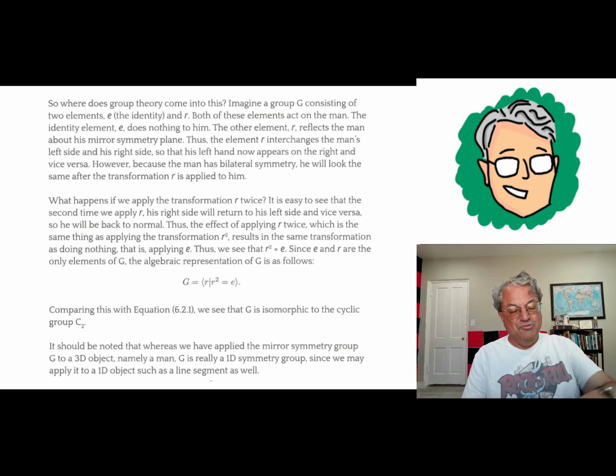Pretty uninteresting group. And the other thing I want to say about the mirror symmetry group, it is a cyclic group of order 2. It turns out that up to isomorphism, there's only one group of order 2, and that's the cyclic group of order 2. And since the mirror symmetry group is a group of order 2, it has to be isomorphic to C2, the cyclic group of order 2. Anyway, so I think that's enough said about the mirror symmetry group.